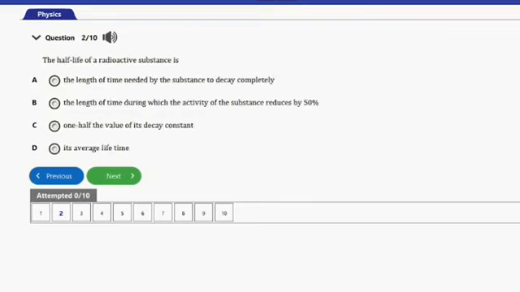So the next question here is question number 2. It says, the half-life of a radioactive substance is: A. The length of time needed by the substance to decay completely. B. The length of time during which the activity of the substance reduces by 50%. C. 1/2 the value of its decay constant. D. Its average lifetime. So guys, the answer to this question is option B. The length of time during which the activity of the substance reduces by 50%. And that's it for this question. Let's go ahead and consider the next question.